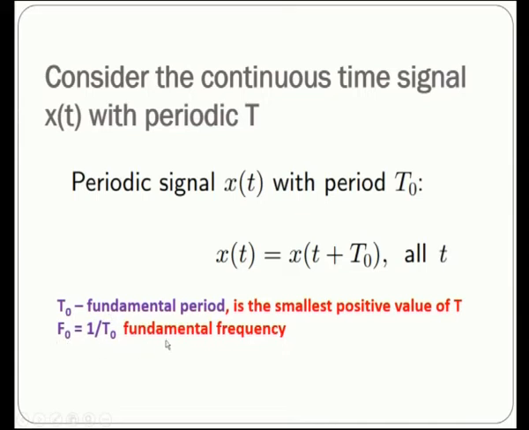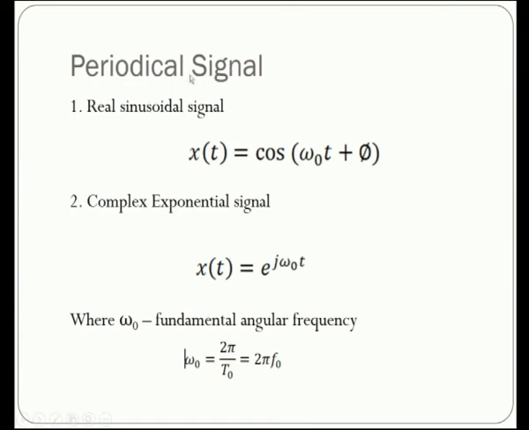F naught is represented as the fundamental frequency, which is the inverse of the fundamental period, 1 by T naught. A periodic signal is normally represented in 2 forms, one is the real sinusoidal signal, another one is the complex exponential signal. The real sinusoidal signal is represented as x of t is equal to cos of omega naught t plus phi.